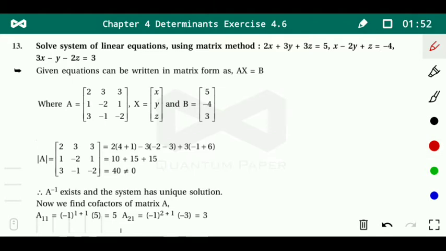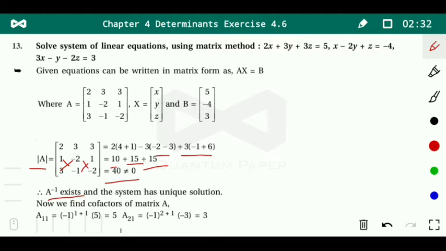Okay, so determinant of A is given by 2 into (4 plus 1), minus 3 into (minus 2 minus 3), plus 3 into (minus 1 plus 6). So we can write 4 plus 1 is 5, so 5 twos are 10. Here minus 2 minus 3 will be minus 5, minus 5 times minus 3 will be plus 15, and minus 1 plus 5 will be 5, 5 threes is 15. Okay, so the final answer of determinant of A is 40, which is non-zero. Therefore A inverse exists. The system has a unique solution because the value of the determinant is non-zero.